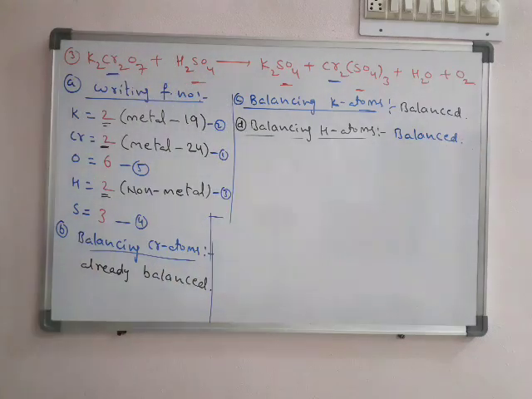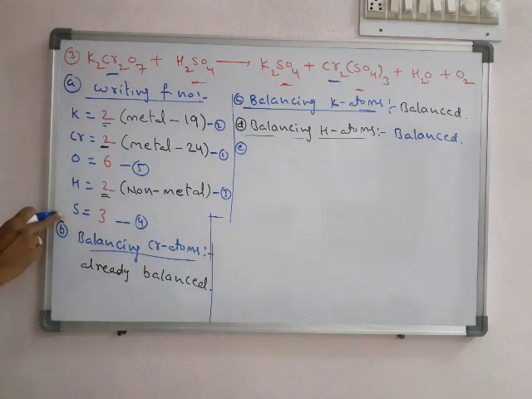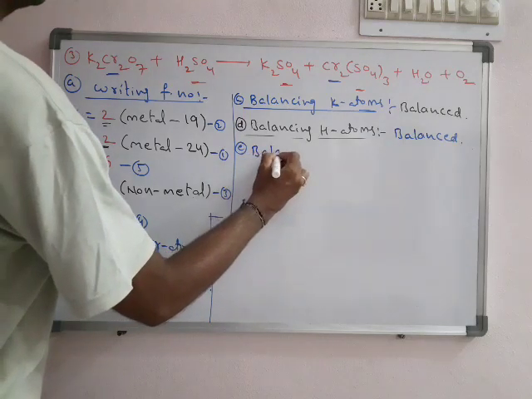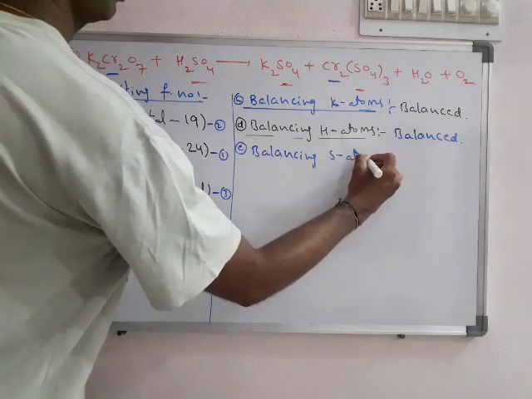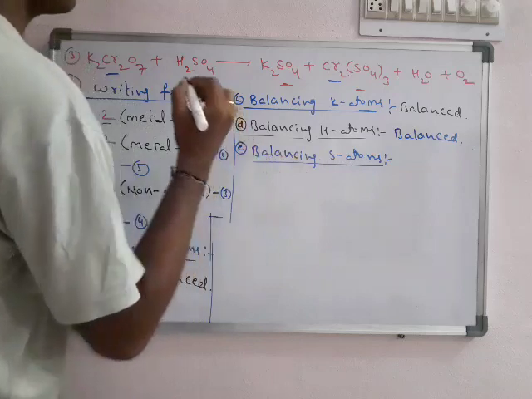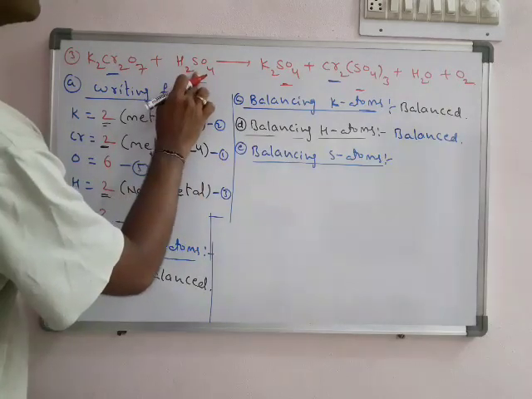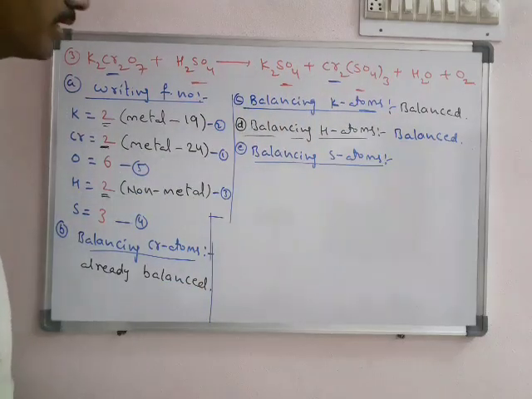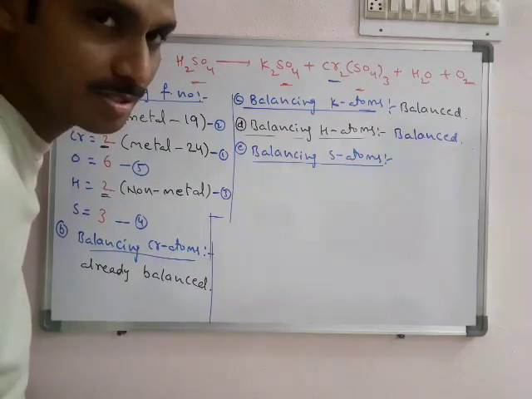Okay, next what should we balance? Next choice is sulfur. Balancing sulfur atoms. Here 1 sulfur, here 1, 3, so 4 sulfurs are there. I think in the process of balancing sulfur there is a disturbance in the other atoms.